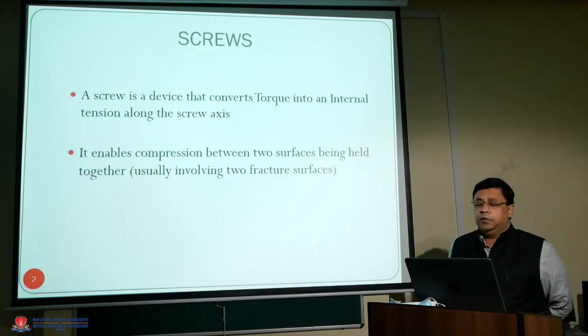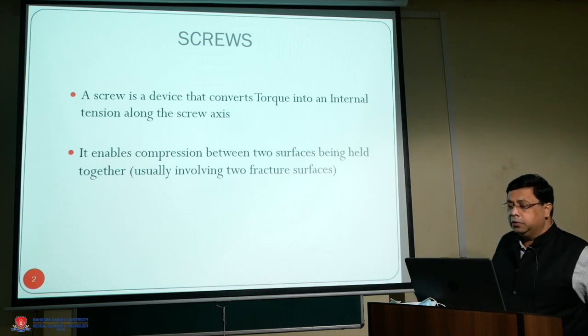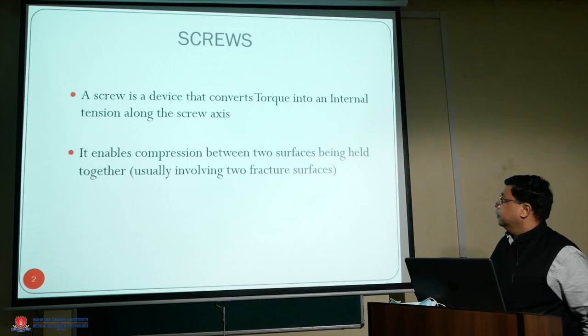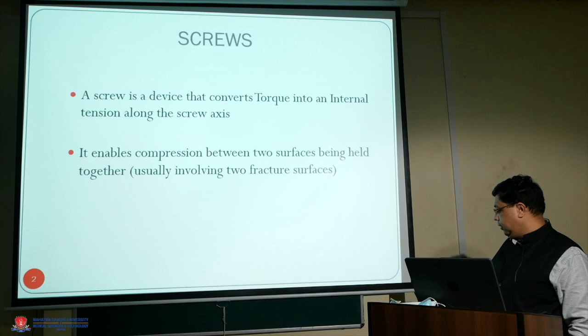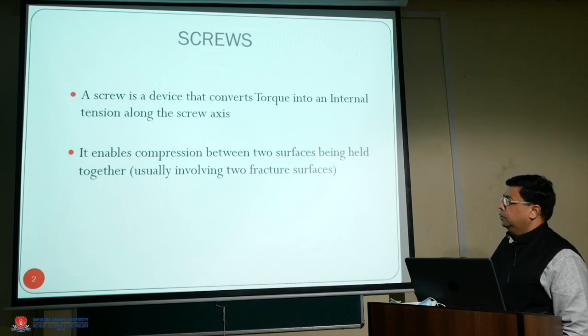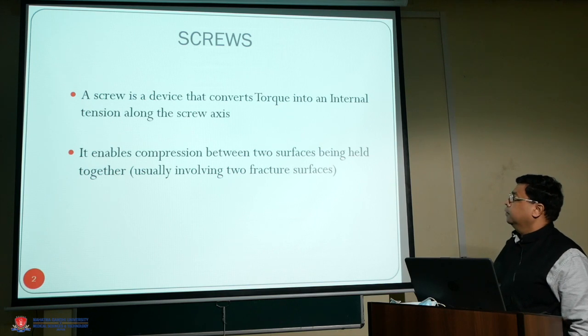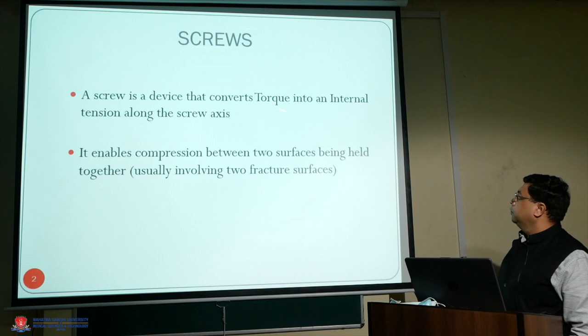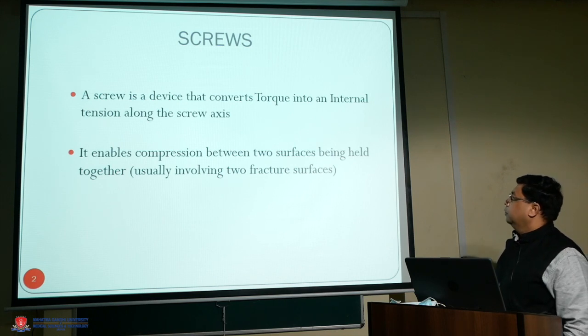The screws fix the plate to the bone. So a screw converts torque into internal tension along the screw axis. It enables compression between two surfaces. Two fragments can be brought together.